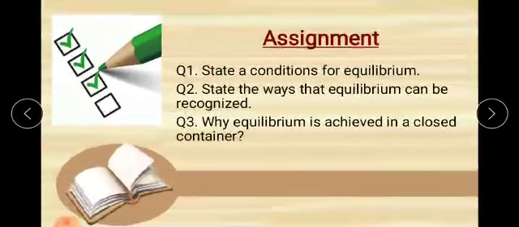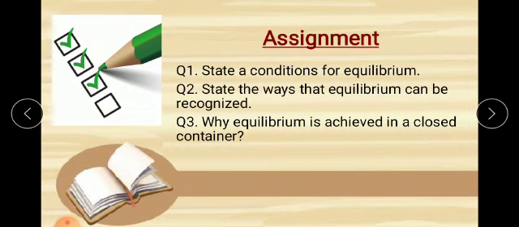Okay students, so there is an assignment for you. Number 1, state the conditions for equilibrium. Question number 2, state the ways that equilibrium can be recognized. Question number 3, why is equilibrium achieved in a closed container? Solve these questions by yourself.